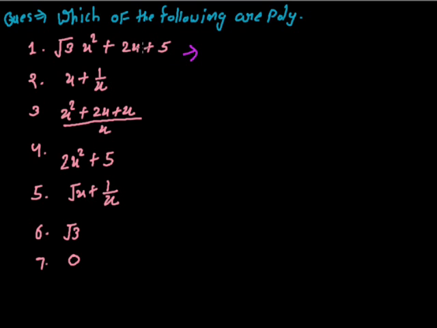Except variable x, all things involved in this expression are real constants. In this expression, square root of 3, 2 and 5 are all real constants, and we have already defined in our general definition that the constants can be real constants, but the power must be a whole number. So this expression is a polynomial.